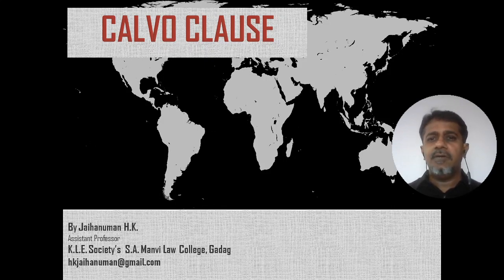In today's class, we will be discussing one important doctrine or clause or principle, whatever we call it, that is the Calvo clause. This Calvo clause is an outdated doctrine which is no more being used, but still in your examinations, questions are frequently asked on this. In today's class, we'll have a brief discussion as to what this Calvo clause is, how it got its origin, and what the important principles involved are. All these things will be studied in today's session.